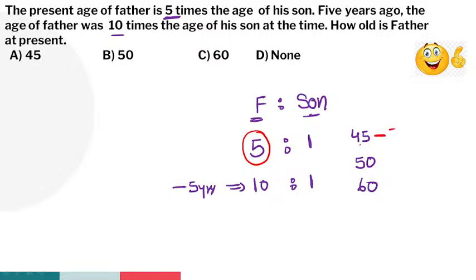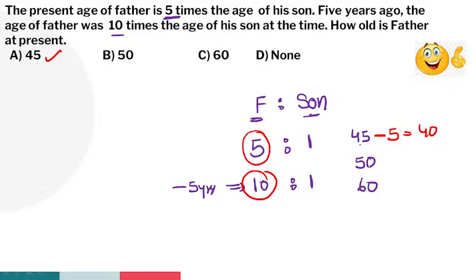5 years ago. Ago means minus. 45 minus 5, 40. 40 is a multiple of 10. Yes, 4 tens are 40. So that's why option 1 is the right answer, guys. Option 1 is the right answer. Check the remaining options also, no problem.